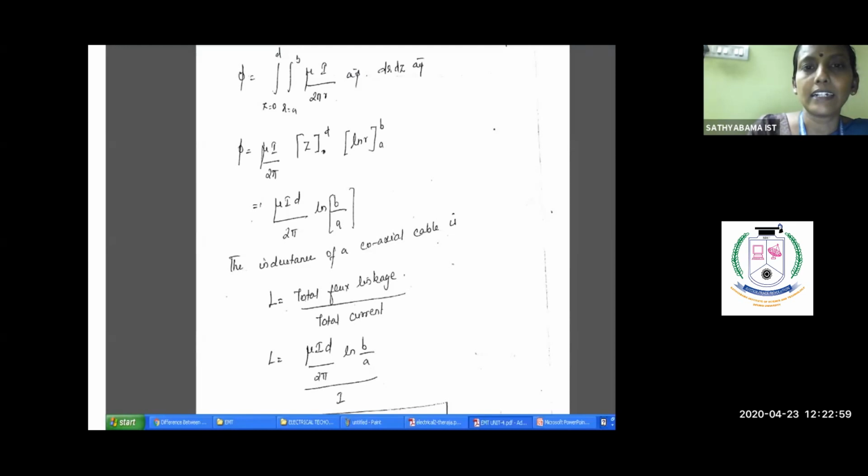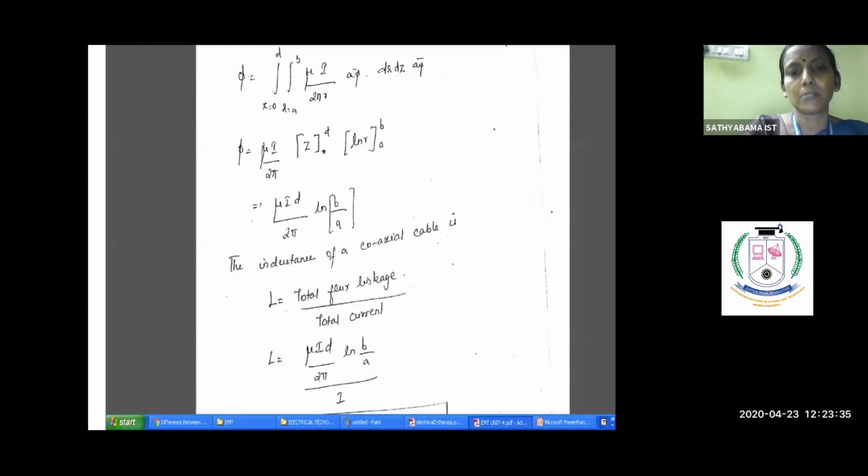Now you just integrate it. So 1 by R, when you integrate it, becomes ln R, that is log R. And Z, when you integrate it, it's a constant term, so it becomes d here. So it is mu I d by 2 pi ln of, when you substitute upper limit by lower limit, it becomes b by a here. So inductance of a coaxial cable formula will be N phi by I. N we are just taking here to be 1.